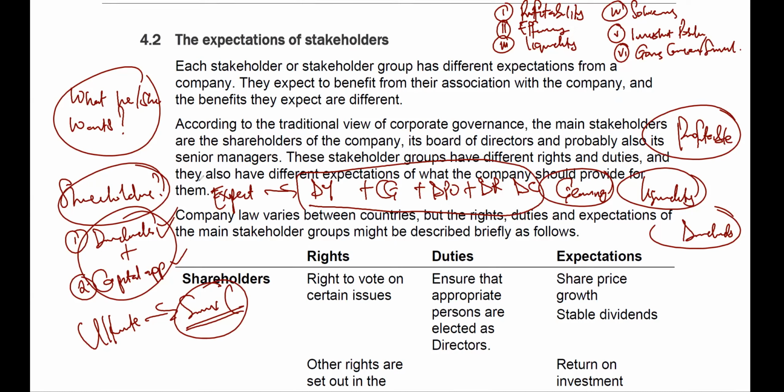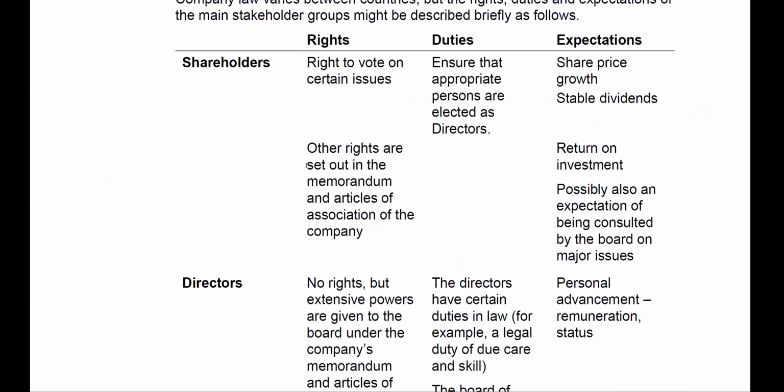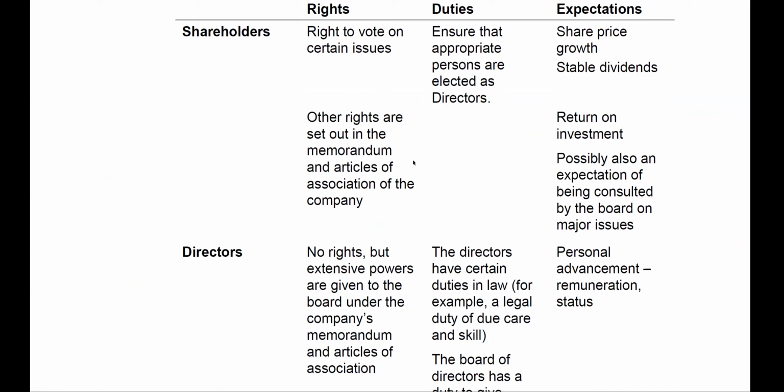Yes, ma'am. Okay, so let's see some of them and their expectations. So when we take shareholders, what are their rights? They have the right to vote on certain issues, right? And their duty is to ensure that appropriate persons are elected as directors. But the expectations are things like share price growth and stable dividends we talked about, right? Shareholders have other rights set out in the memorandum and articles or regulations of the company now, right? So things like return on investment, possibly also expectation of being consulted by the board on major issues. Are you getting it? They are also expecting the company to continue existing.